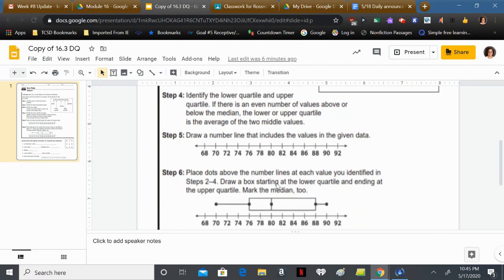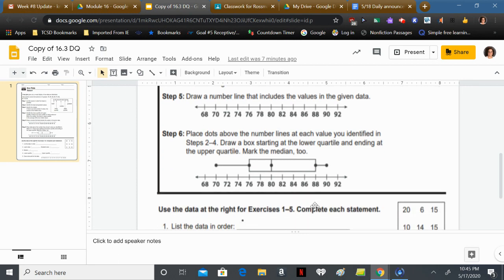You're going to place the dots above the number line at each value you identified. So here's our least value, our lowest number. Here's our highest number. Here is our median. Here is our lower quartile. Here is our upper quartile.